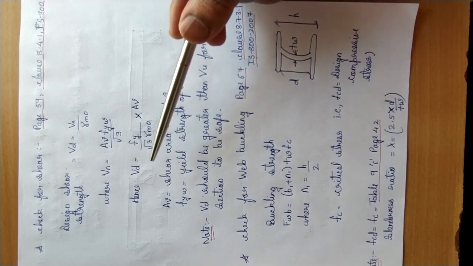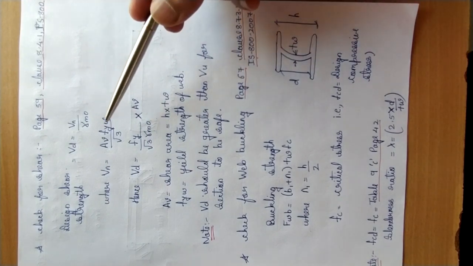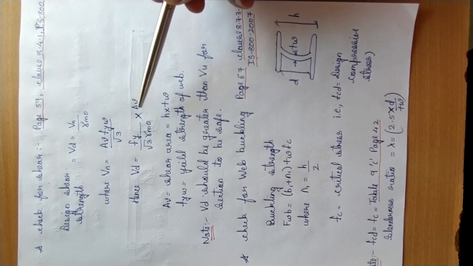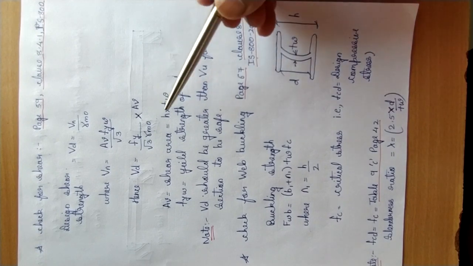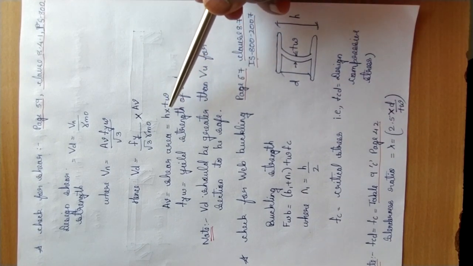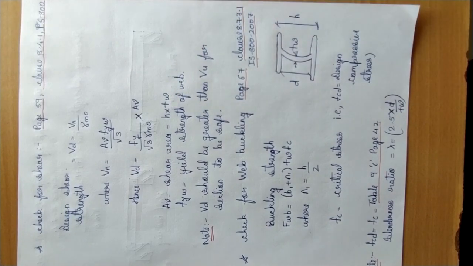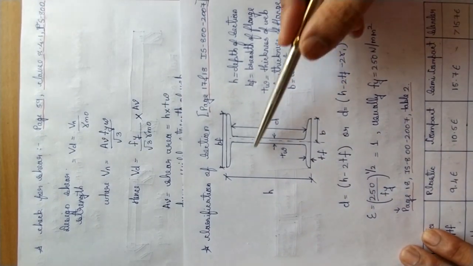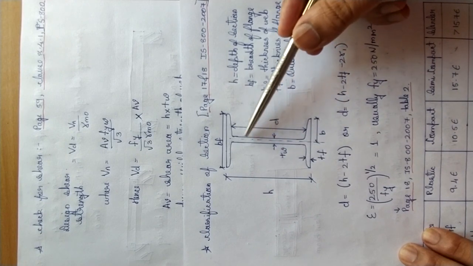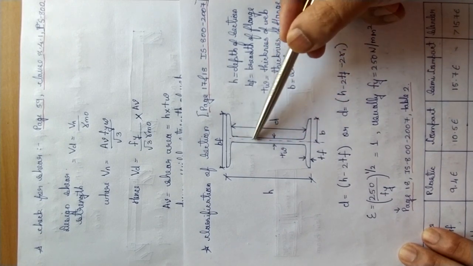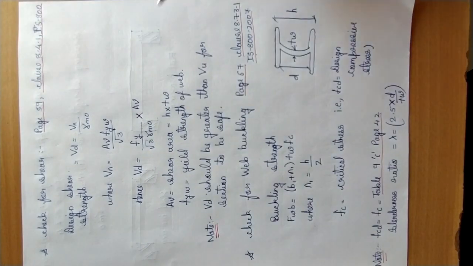Most probably we are calculating the shear for the web portion, as we have the w component here. So the shear area should also consist of w. The shear area is calculated by nothing but h into tw. As I have already shown in the classification, h into tw. So this is h and this is tw. Moreover, we are considering this portion. So we have taken h into the thickness of web, which gives the shear area.